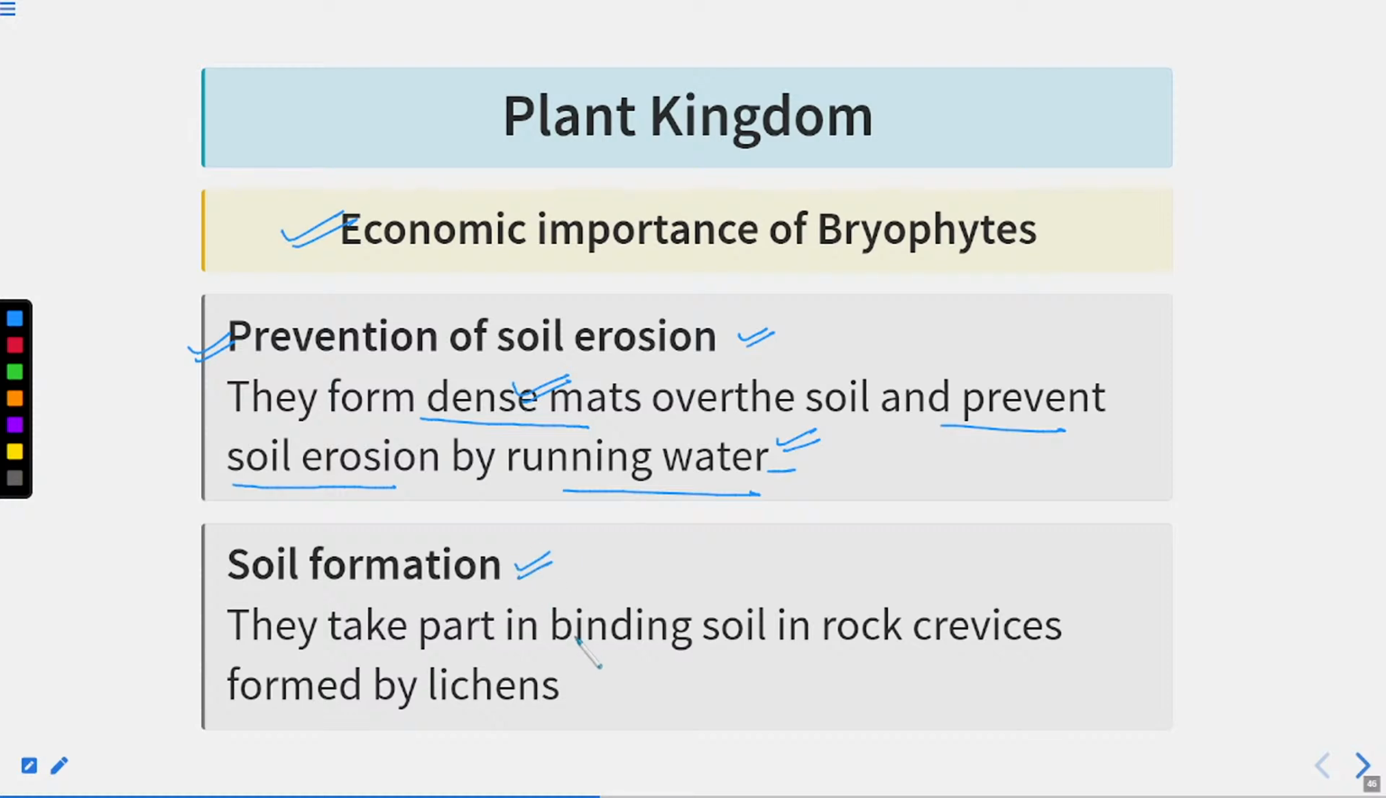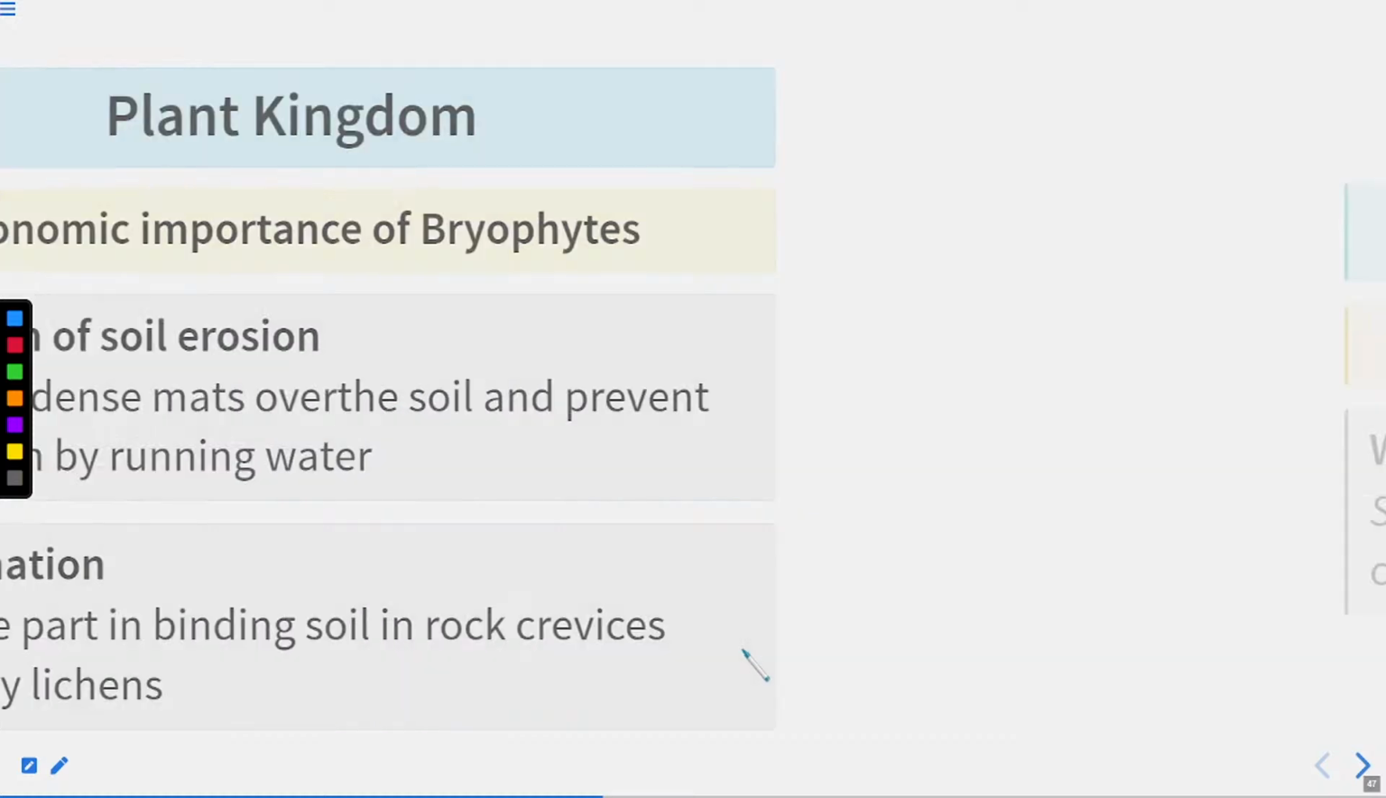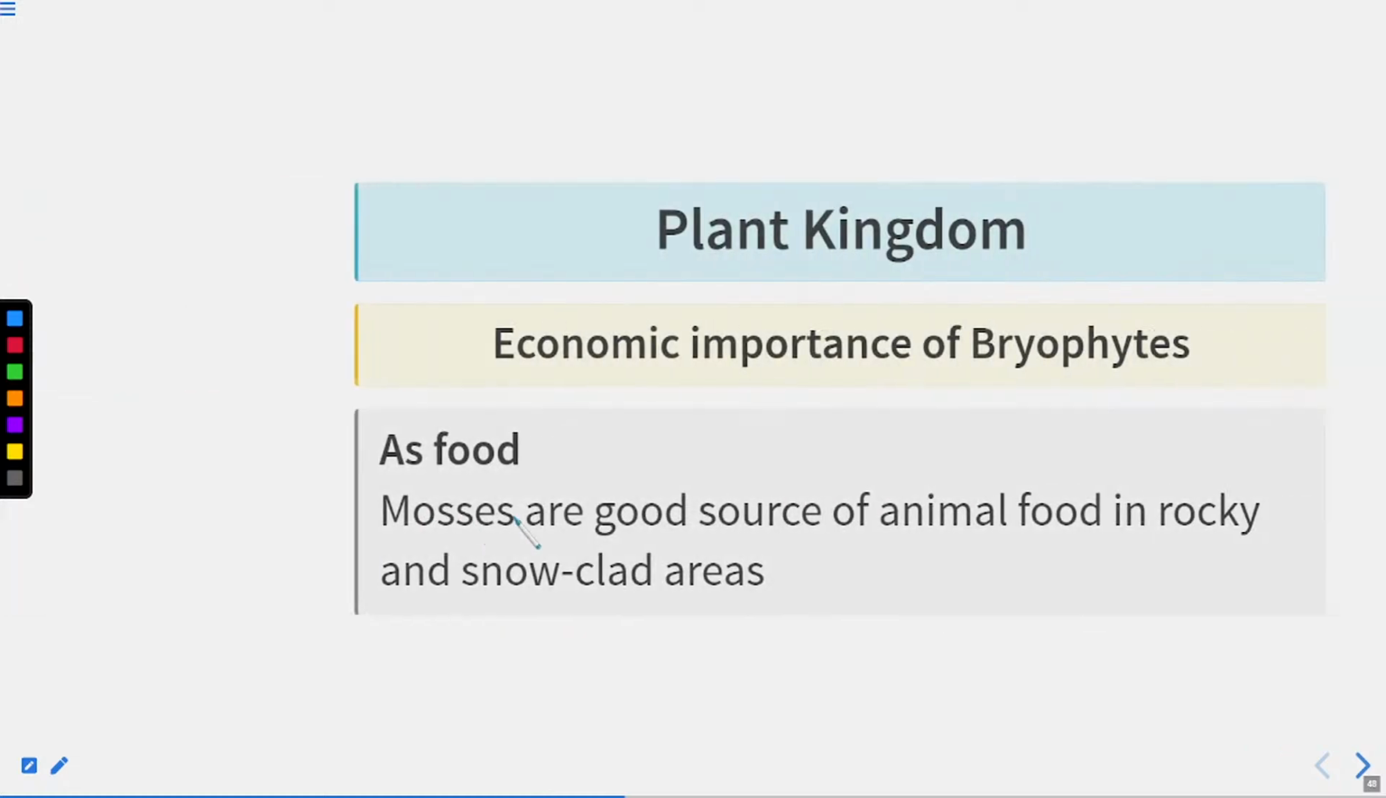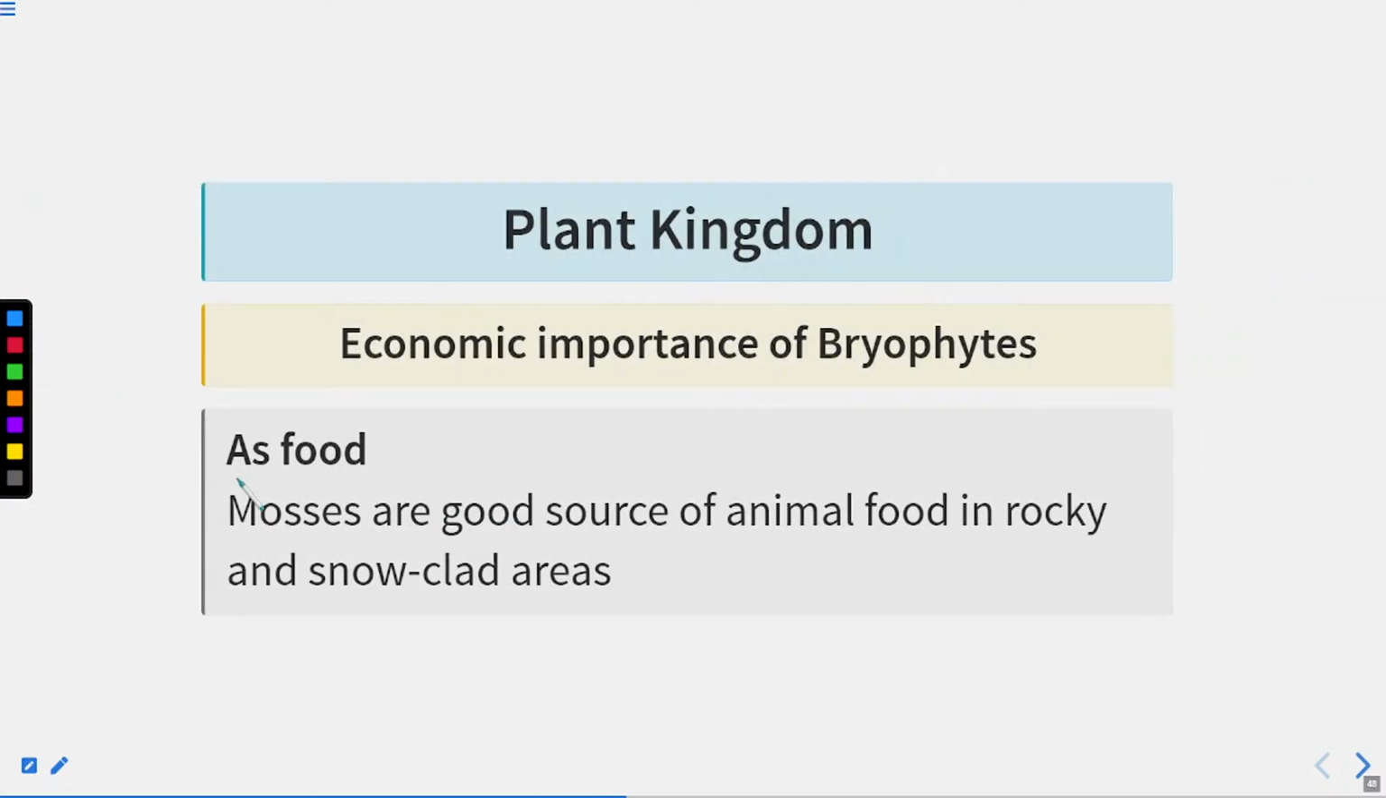They are also helping in soil formation. They take part in binding the soil in the rock crevices formed by the lichens. So they bind the soil, and they again become part of the soil when they desiccate and die. Water retention: sphagnum can retain 18 to 26 times more water than its weight. So they are helping in water retention also.